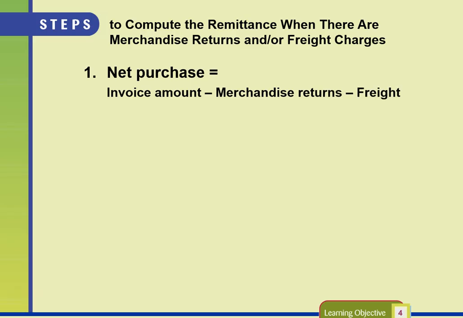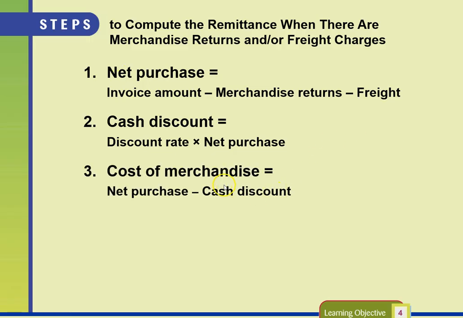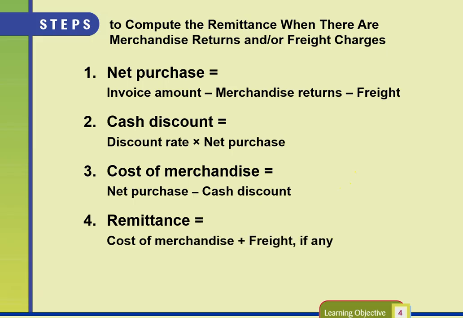First, we calculate the net purchase by taking the invoice amount and subtracting any merchandise returns and freight costs. Then you would calculate the cash discount, of course, by multiplying the discount rate by the net purchase that you just calculated in step 1. You would then subtract that cash discount from the net purchase. This is called your cost of merchandise. And then finally, if there's any shipping charges, we would add it back to get to the remittance.